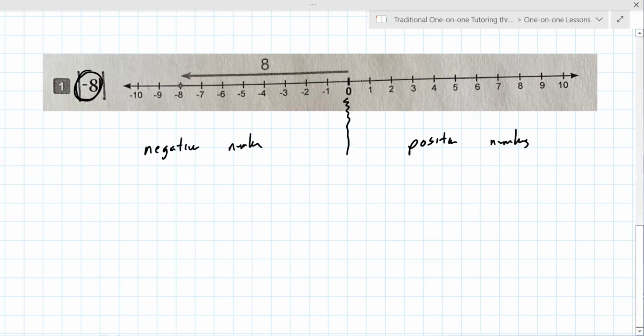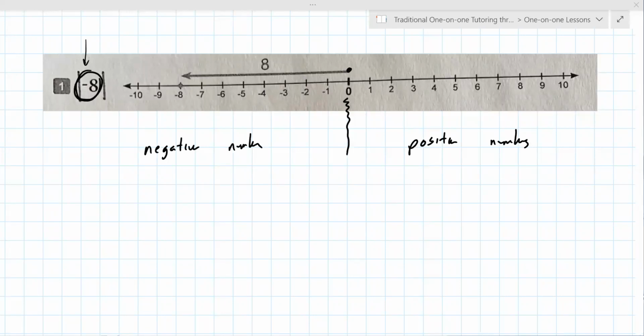Even in Australia, negative numbers are to the left, positive numbers to the right. But this is just a convention that we use. It's just like we have to accept this. So what they're trying to show you here is you start at 0 and you go left because it's -8. And that's all there is to it.